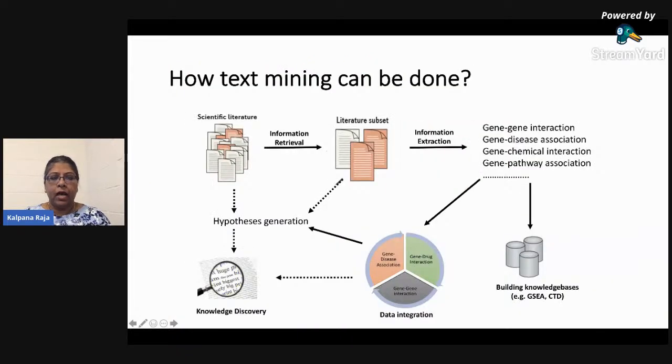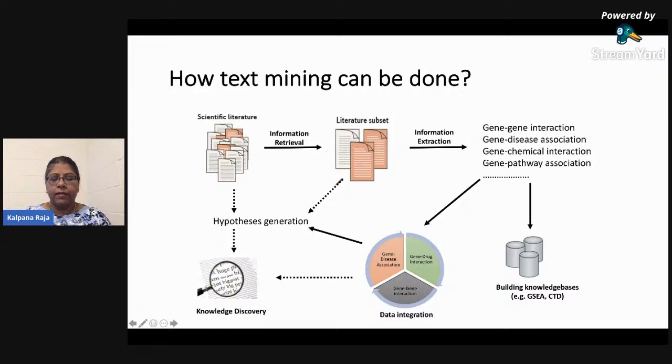So, let me say how text mining can be done. As I mentioned already, PubMed includes more than 31 million scientific literature, the published articles. The first step is to get the literature that is related to our research. This is called information retrieval. Let me give an example. If I'm doing research on Alzheimer's disease, then I will be interested in the literature published on Alzheimer's disease. So, getting the subset of the literature related to Alzheimer's disease is called information retrieval in text mining.